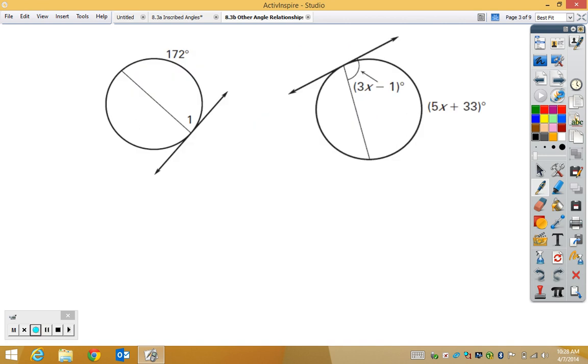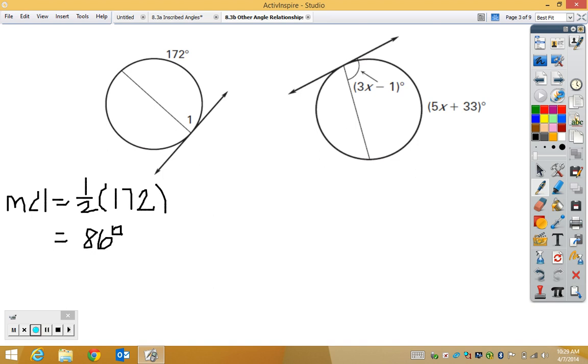Okay, so we have a couple examples. The first one, we just want to find the measure of angle 1. So we have measure of angle 1 equals 1/2 of 172. So we times 172 by 1/2, and that gives us 86 degrees.